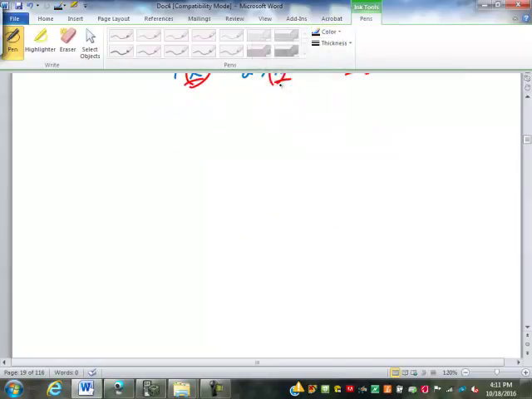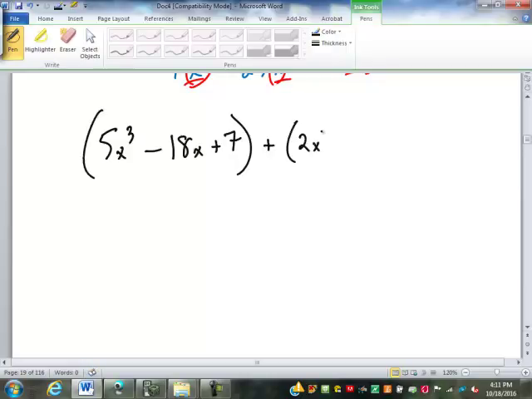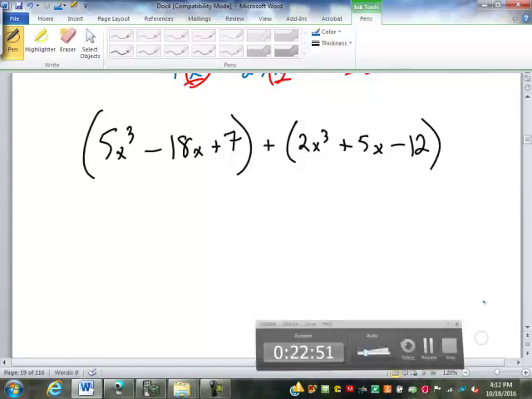So as we go to work with these, a little bit of review. If I have 5x to the third minus 18x plus 7 plus 2x to the third plus 5x minus 12, in your notes, see if you remember how to combine those for me.